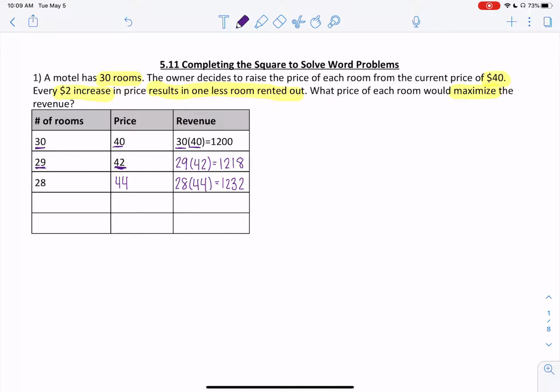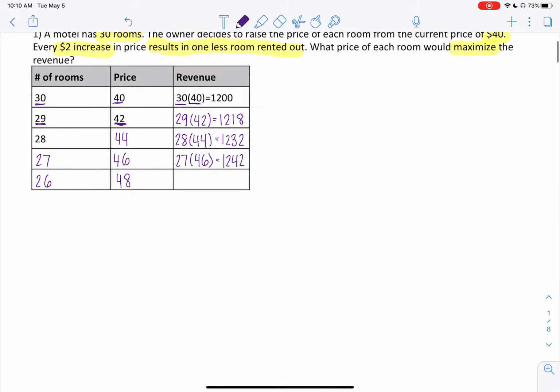Let's do this a few more times. So let's increase the price again to 46. Now I'll only have 27 rooms. So now I'll make a total of $1,242. And I'm just going to keep going. So 48, 26. And as you can see, we're increasing and increasing and increasing. So I'm going to do two more.